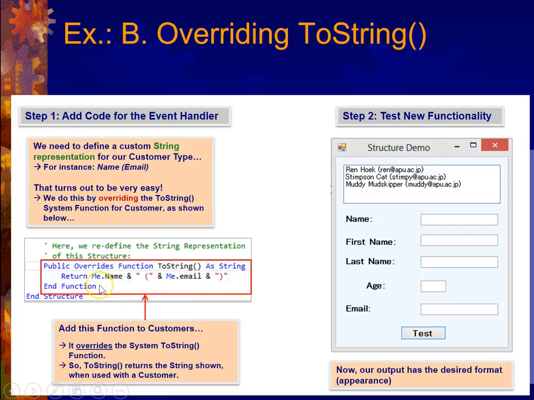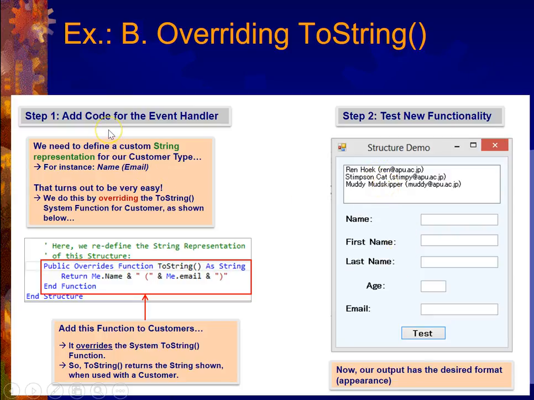And then you have it display the way you want by indicating what it should return. So return me dot name, and then open parentheses, and me dot email. And remember, name is a composite of first name and last name. And that's all. Now you could change this. For example, you could also include the age up here by overriding this in a slightly different way. So when you do this, you get this nice display now.